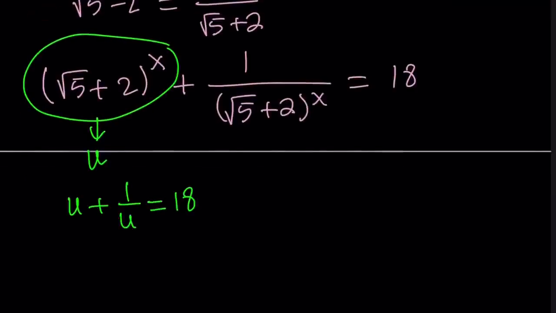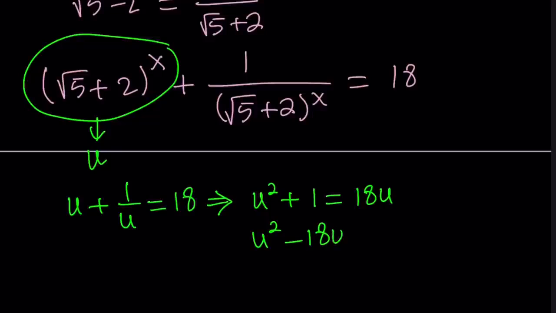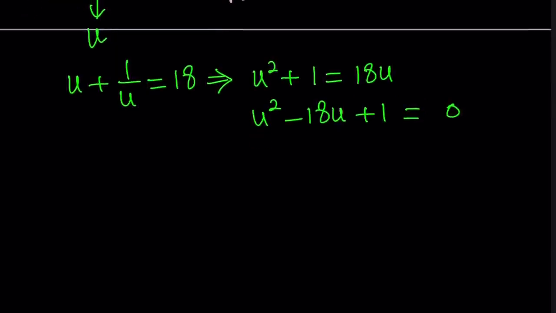This can be turned into a quadratic equation. Multiply both sides by u. You get u² + 1 = 18u, and u² − 18u + 1 = 0. Now this quadratic equation can easily be solved either by completing the square or by using the quadratic formula, and the roots are 9 ± 4√5.